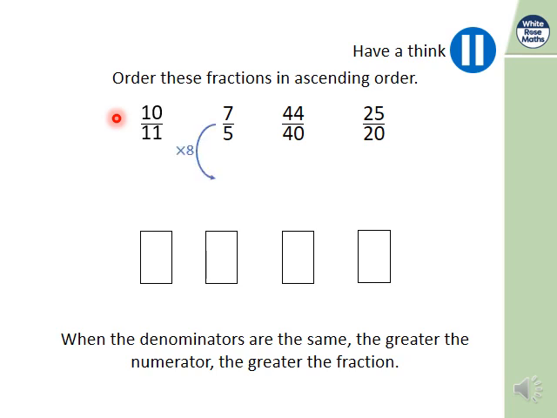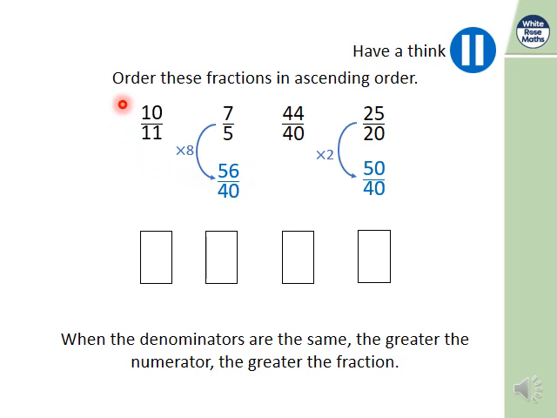Let's have a look and see. Well, we would have changed our 7/5ths, 44/40ths and 25/20ths into 40ths. We could have changed our denominators there. So 7/5ths we would have multiplied by 8, because 5 times 8 is 40, to 56/40ths. 25/20ths we could have multiplied by 2 to change to 50/40ths. And now we've got our 3 fractions where the denominator is the same.